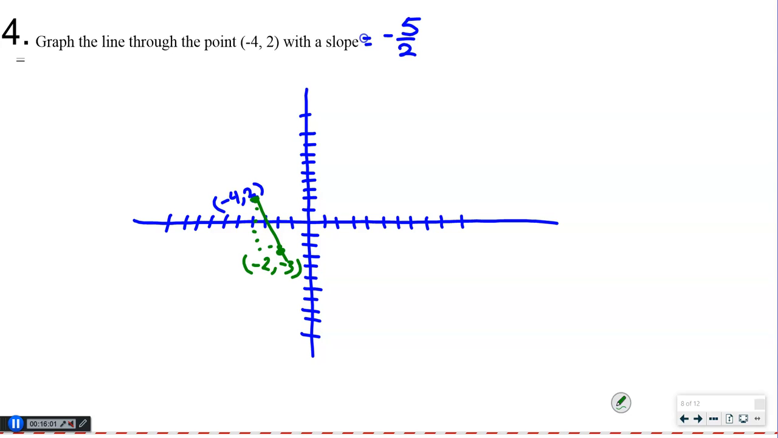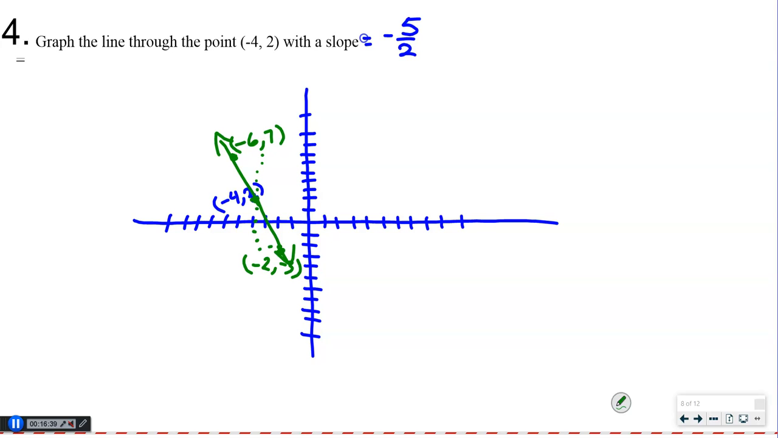My line can also go up 5 and left 2. So if I go up 5, 2, 3, 4, 5, and left 2, would be over here. And that would be at negative 6, positive 7. And so my line also extends that direction.